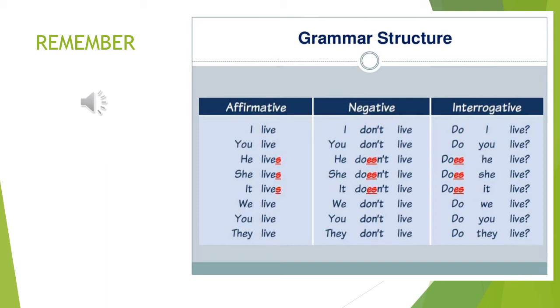Okay, interrogative sentences. If you have I, you, we, and they, I'm going to use do as my auxiliary, and I'm going to use the main form of the verb. For example, do I live? Do you live? Do we live? Do they live? And if you have he, she and it, you are going to use auxiliary does and the main form of the verb. For example, does he live? Does she live? Does it live?